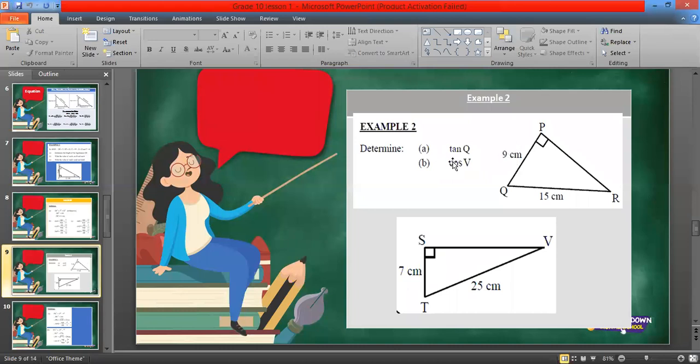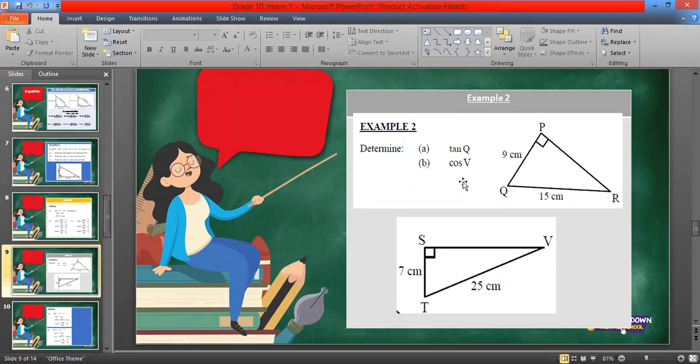Remember, tan Q, tan means what? Opposite over adjacent. Opposite being PR, which we said is 12, and our adjacent is 9. So our tan Q will be opposite 12 over 9. That'll be our tan Q.